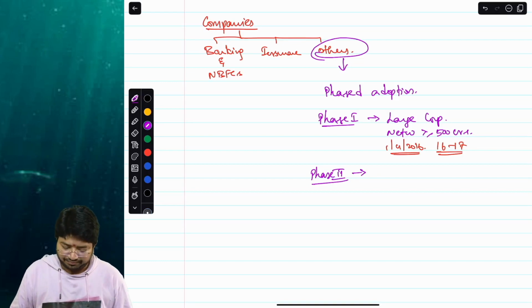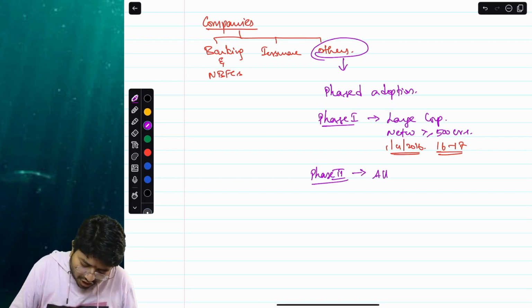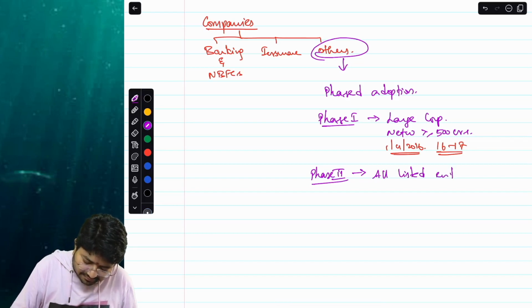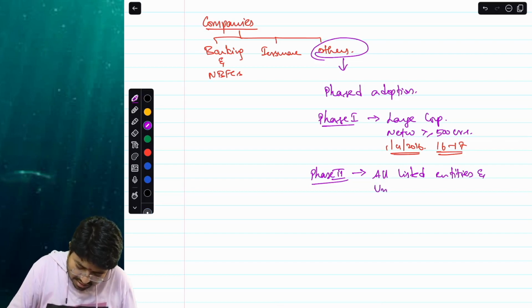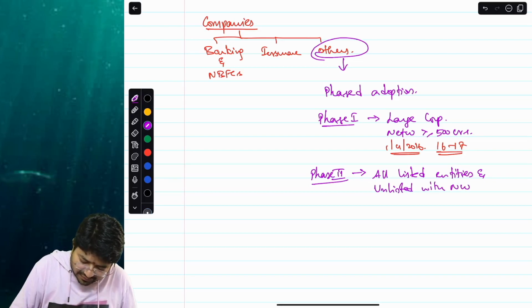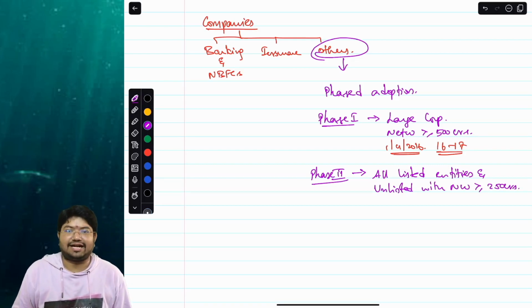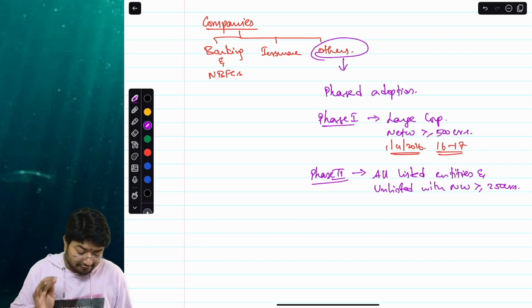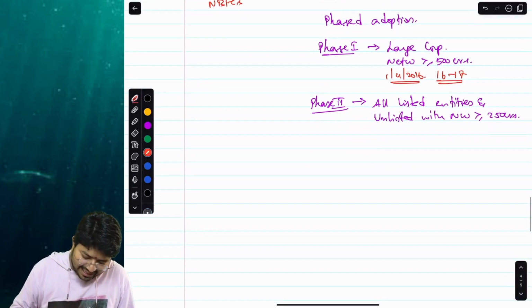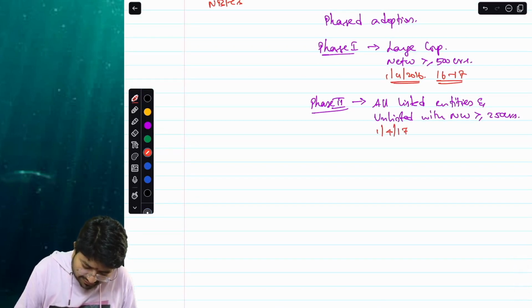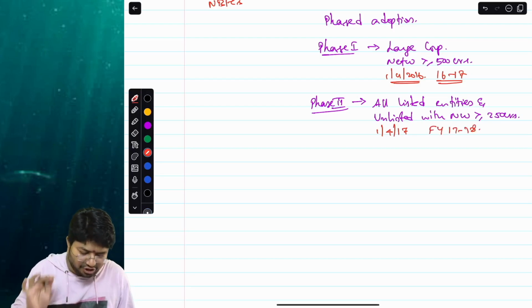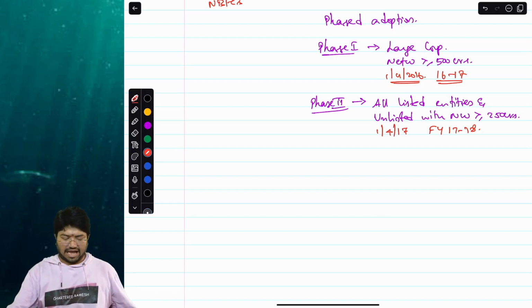Okay, next, phase 2. In phase 2, all listed entities and unlisted entities with net worth greater than or equal to 250 crores. For these companies, the date is 1/4/2017. That means financial year 17-18 should be under Ind AS. Am I making sense, people?